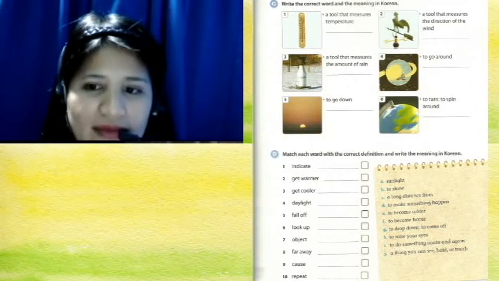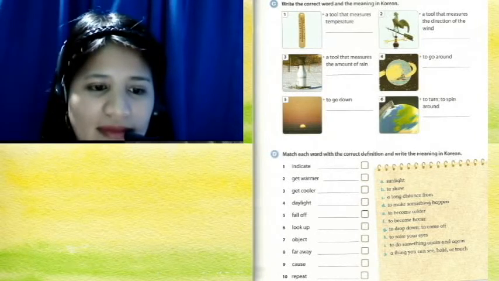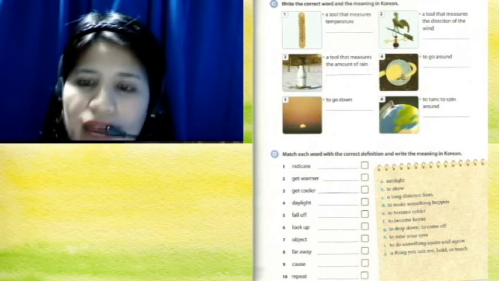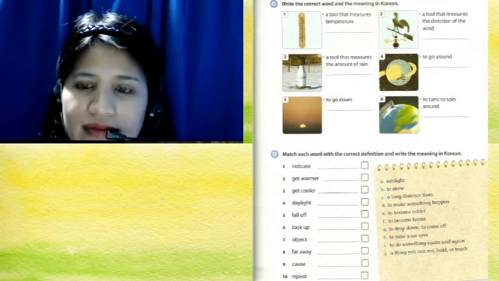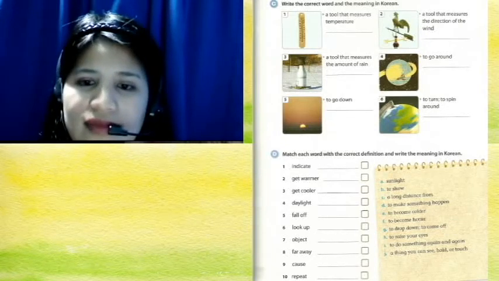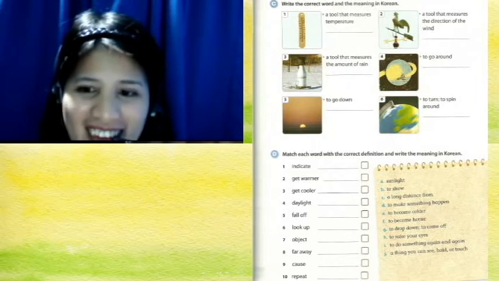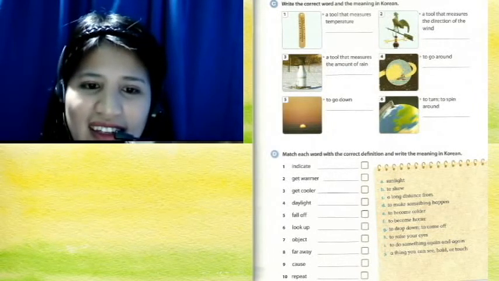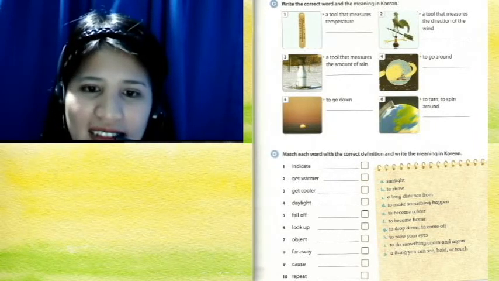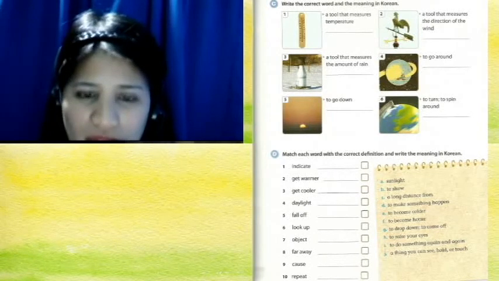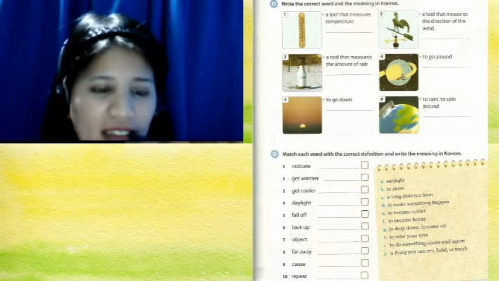Number eight. Far. Far away. Very good. So what's the answer? C. Letter C. All right. So can you read letter C for me? A long distance from. Okay.